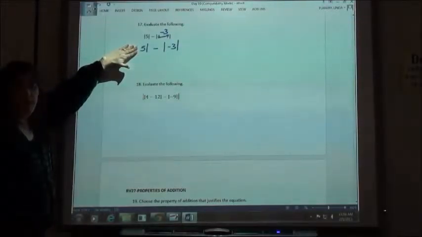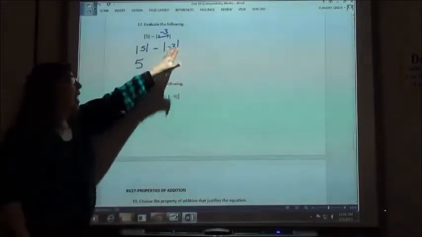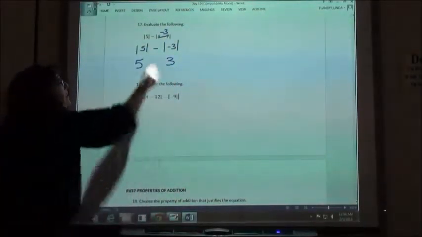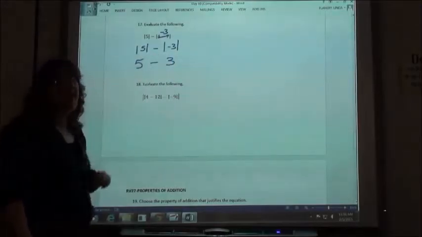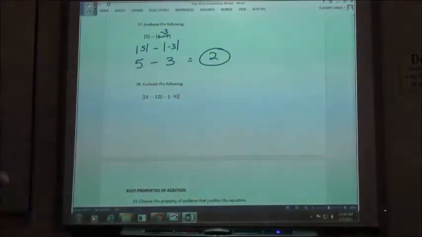How far is 5 from 0? It's 5 places. How far is negative 3 from 0? It's 3 places. There's a minus sign in between. My problem becomes 5 minus 3. Notice we didn't have the extra set of absolute values. 5 minus 3 is 2. 2 is going to be my answer.